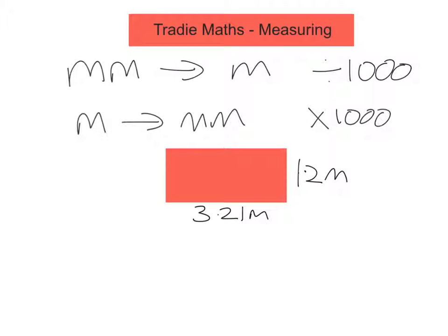So here's an example of a red rectangle, and one side has a length 1.2 meters, and the other side has a length 3.21 meters. I suppose you could say 3.21 is the length and 1.2 is the width. Now let's see if we can turn that into millimeters. To do that, you need to multiply them both by 1,000. So stop the video now, have a go at it, and see if you get the same answer as me when you start it again.